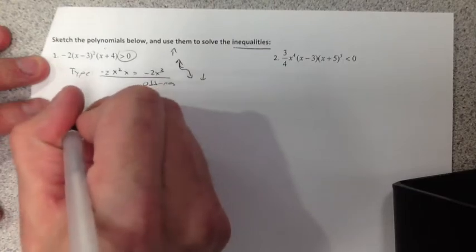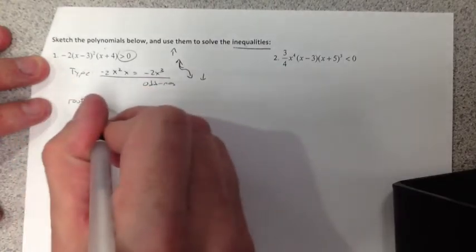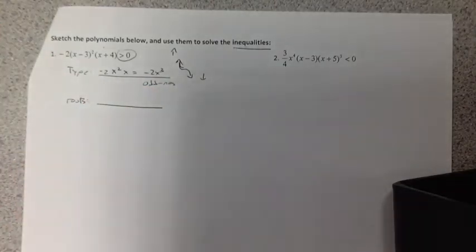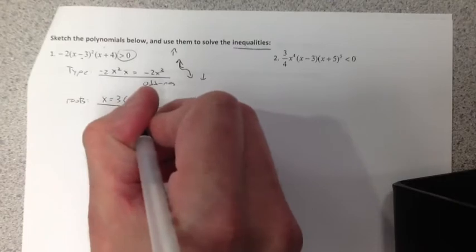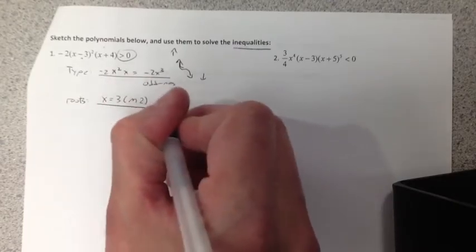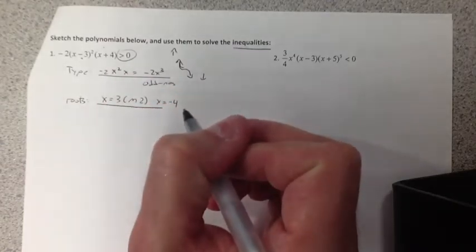Next, we can get the roots now because we're already in factored form. So we can go ahead and actually get the roots. Our first root is x equals 3. Be careful, it is multiplicity 2. And we have x equals -4.